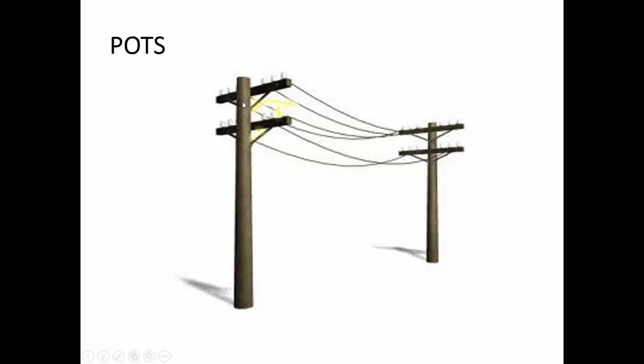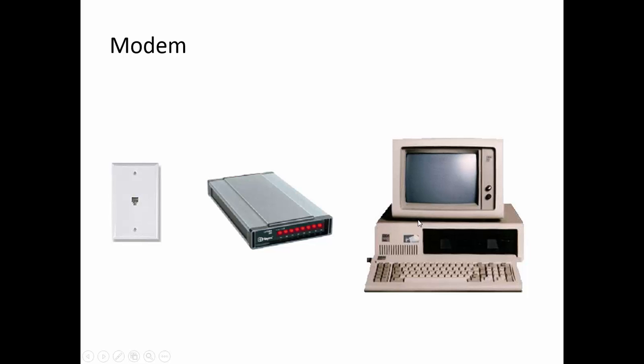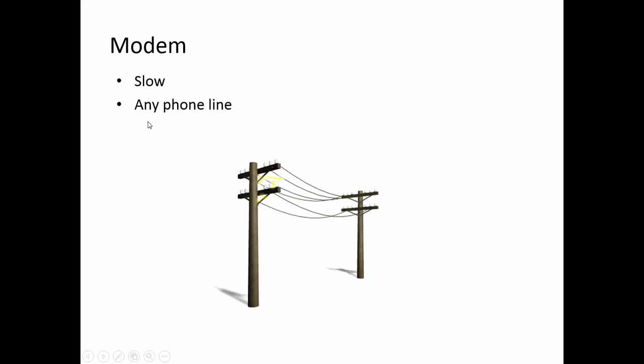The modem then pushes the signal over the old-fashioned telephone lines, and they call that POTS, plain old telephone system. Then the signal is received by another modem at the other end, which converts the analog signal back into a digital signal, and then delivers that signal to the computer at the other end. Modems are not really fast, but you can connect to the internet any place that has a telephone line.